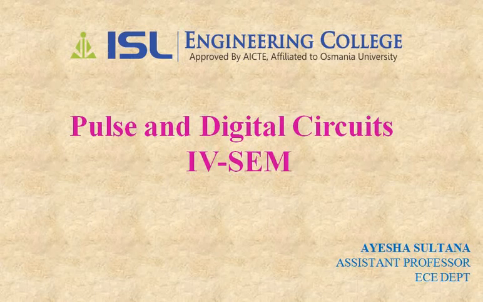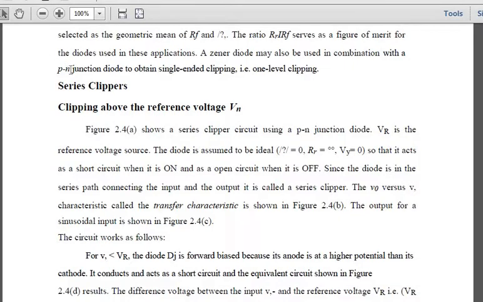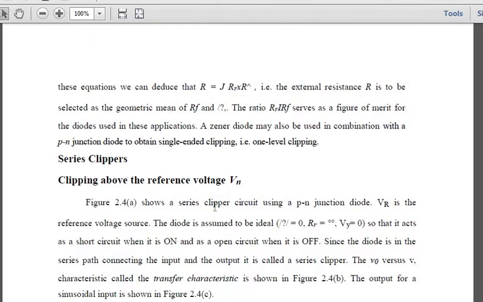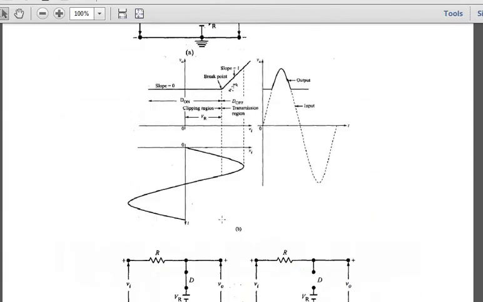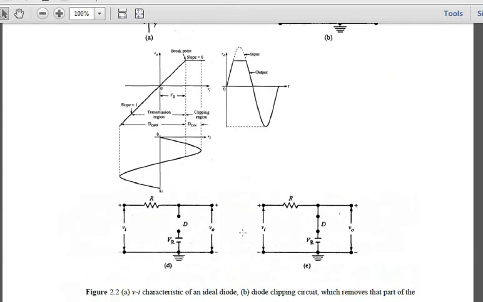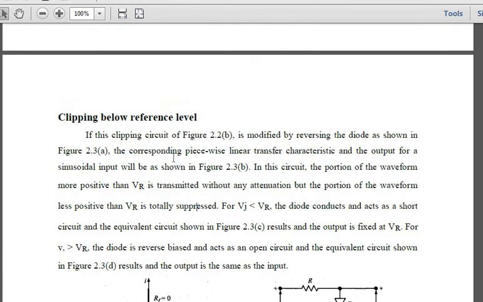So in yesterday's class we discussed the series shunt clipping circuits. Then we saw the different variations, and we also saw clipping below the reference level and clipping above the reference level.